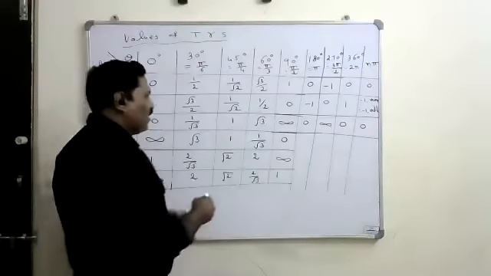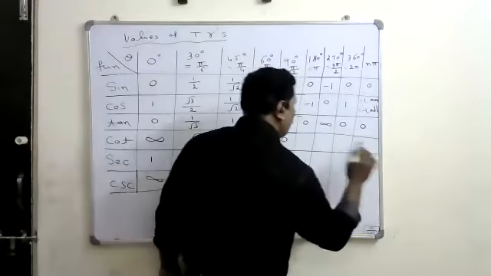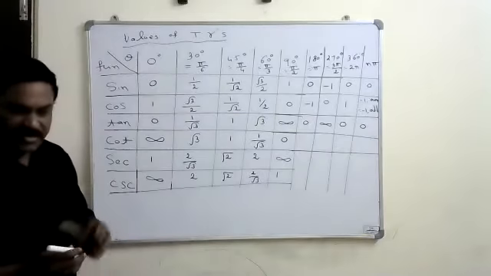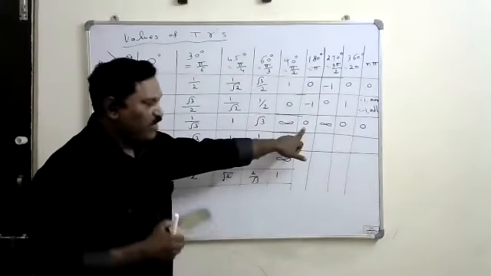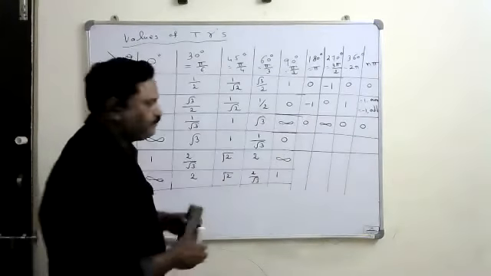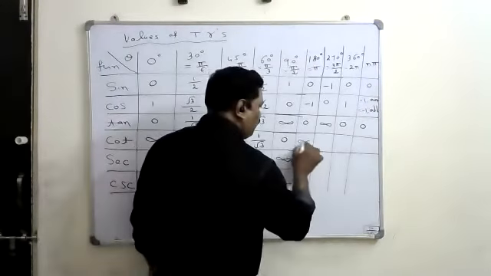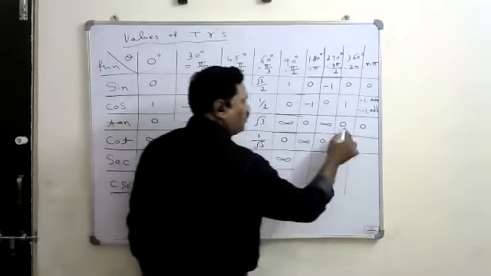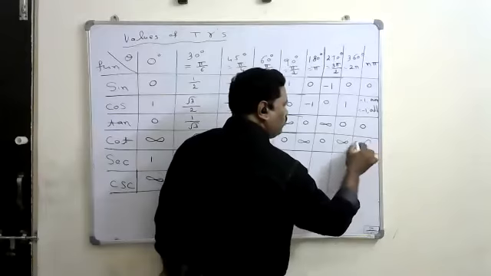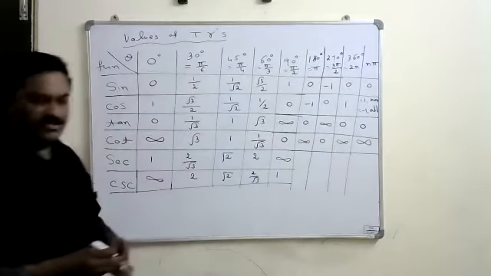Okay. Similarly, cot is the reciprocal of tan. That's why cot 0 and cot 180 are the reciprocal of tan, which is 0. The reciprocal of 0 is infinity. Yes, the reciprocal of infinity is 0, and the reciprocal of 0 is infinity. These are the values of the cot.